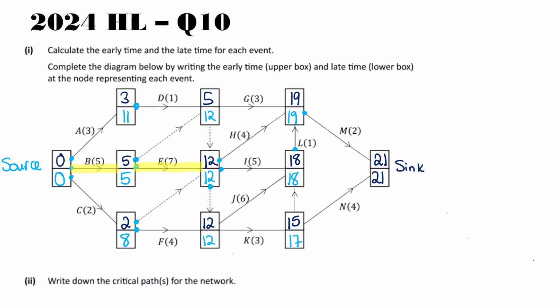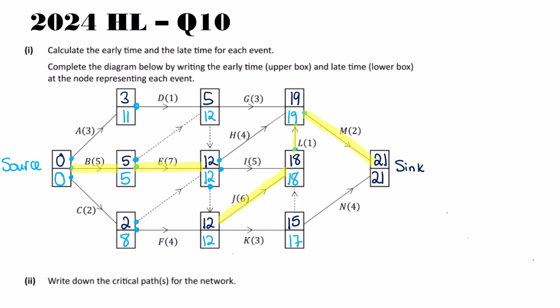Be very careful not to just assume that these are critical. So the next one that could be critical would be J. J starts at 12, goes on till 18, and has a duration of 6. Yeah, J is. So 12 plus 6 is 18. Then L starts at 18, lasts 1, and then 19. Yeah, L is critical. And then we have M could be critical, 19. Plus 2, the duration gives me 21.